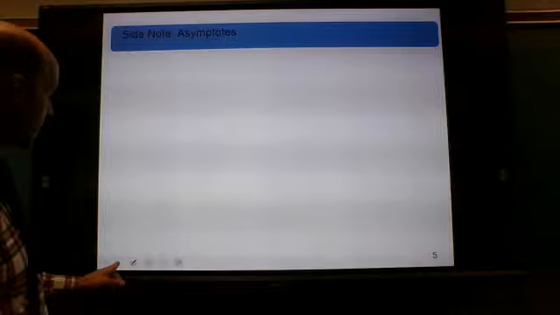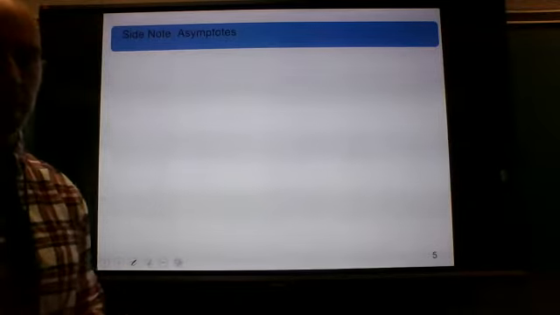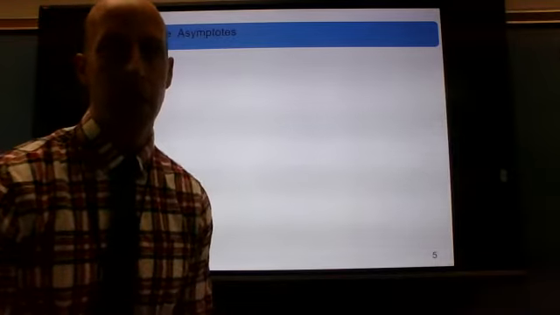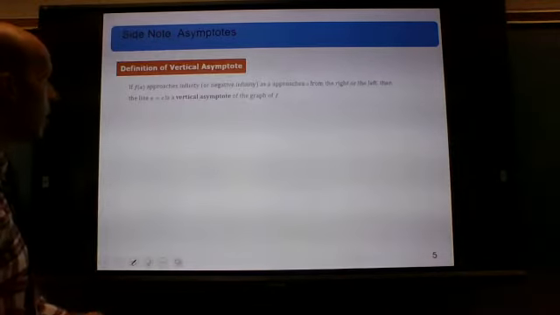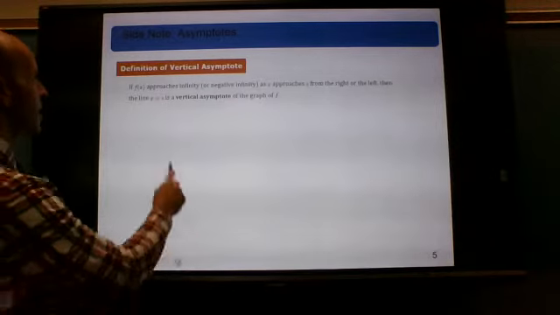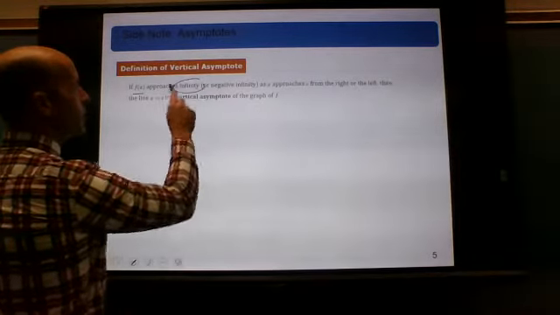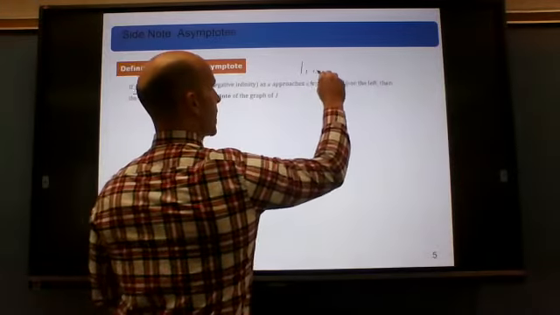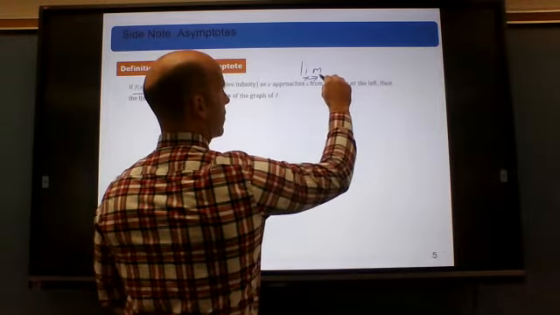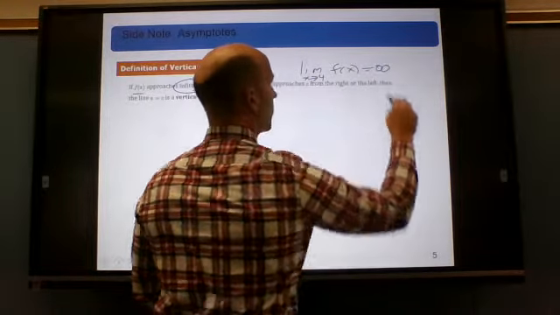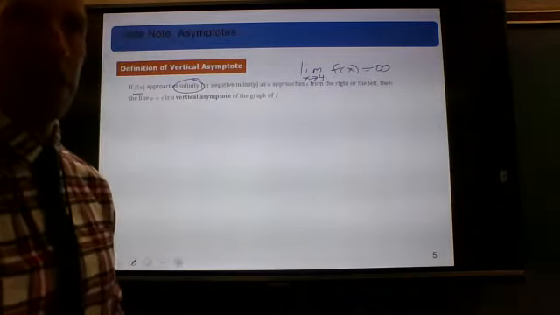Next up is asymptotes. And I want to spend a minute reviewing these because this is actually the first thing where we actually get into calculus. Hopefully you recall that the definition of a vertical asymptote is when the limit of a function approaches infinity. So if I said that the limit as x goes to, let's say, 4 of f of x was equal to infinity, then that would be what we would call a vertical asymptote.